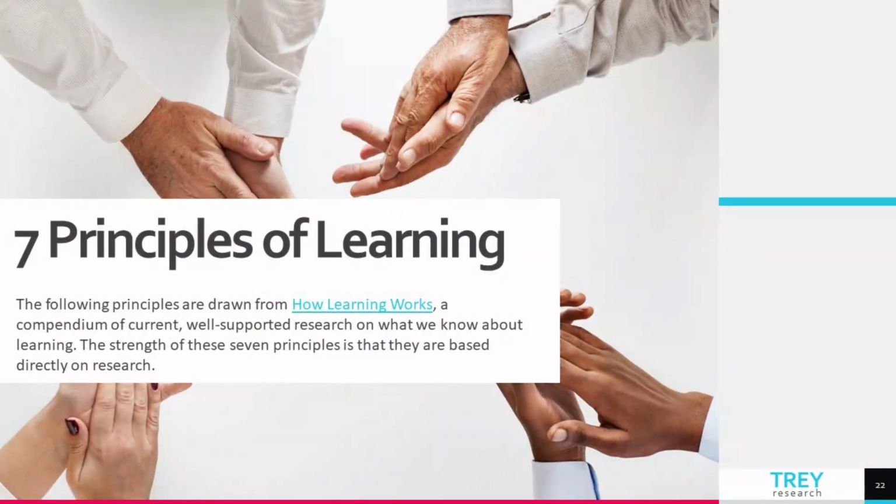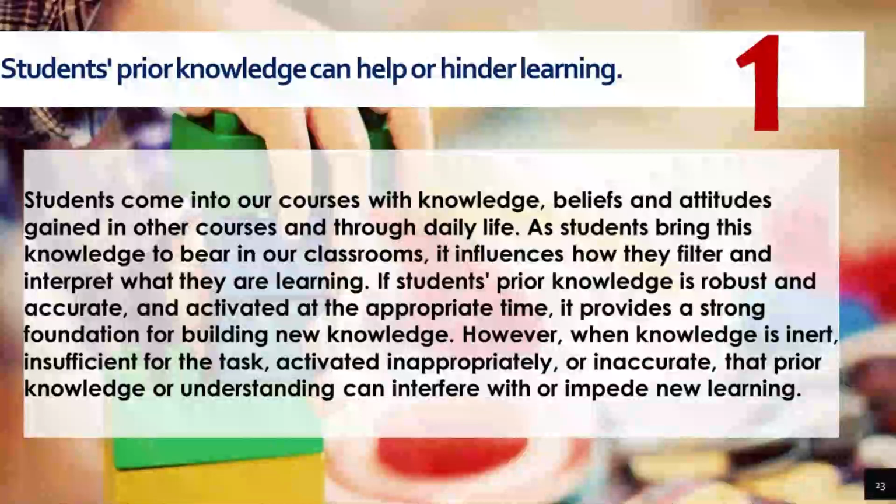Now on, the 7 principles of learning. The following principles are drawn from How Learning Works, a compendium of current, well-supported research on what we know about learning. The strength of these 7 principles is that they are based directly on research. Number 1. Students' prior knowledge can help or hinder learning.